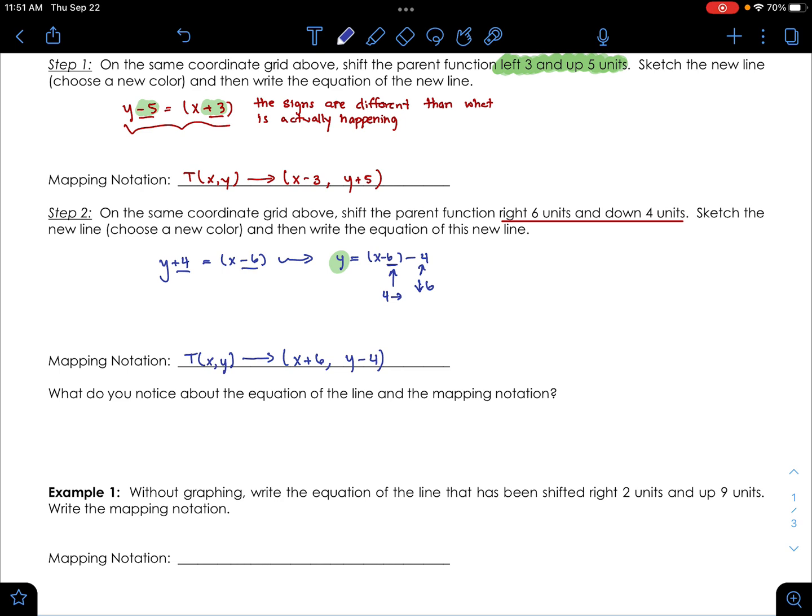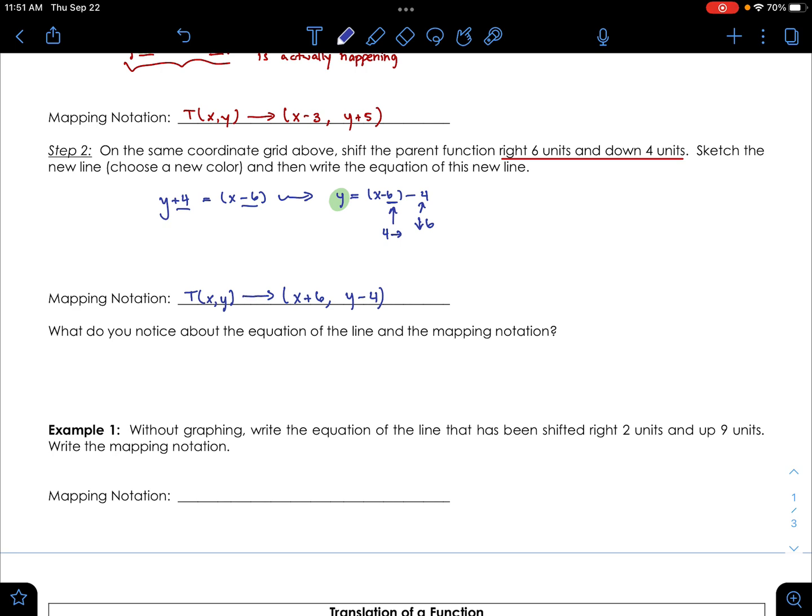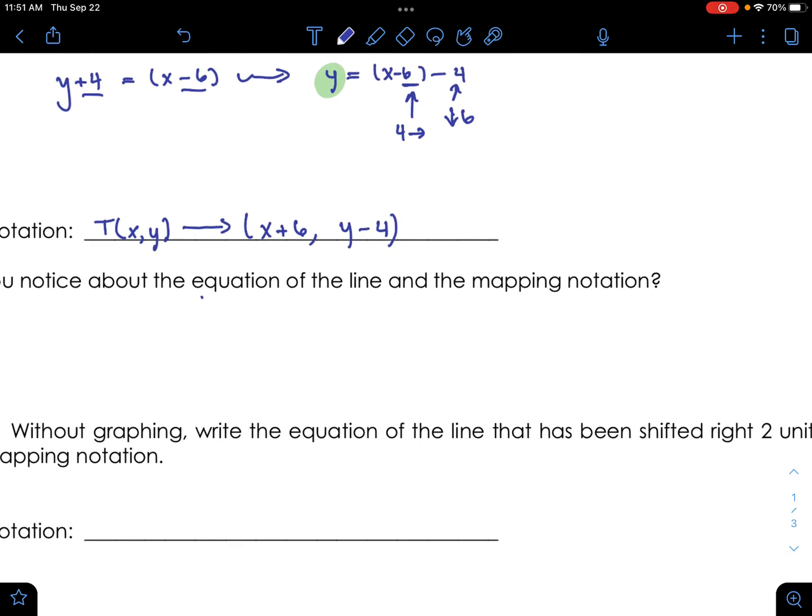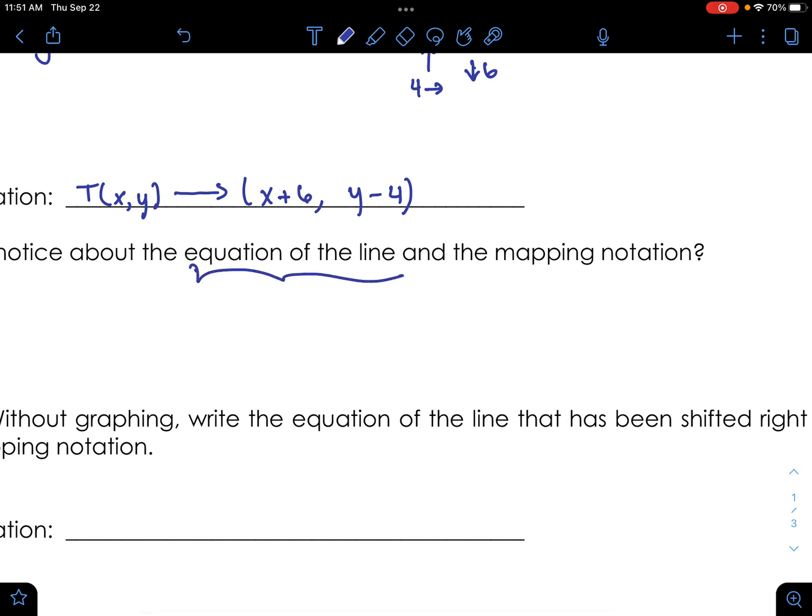Again, what do you notice about the equation of the line and mapping notation? The equation lies to you twice. They're the opposite sign, right? So the equation of the line is opposite sign of the mapping notation.